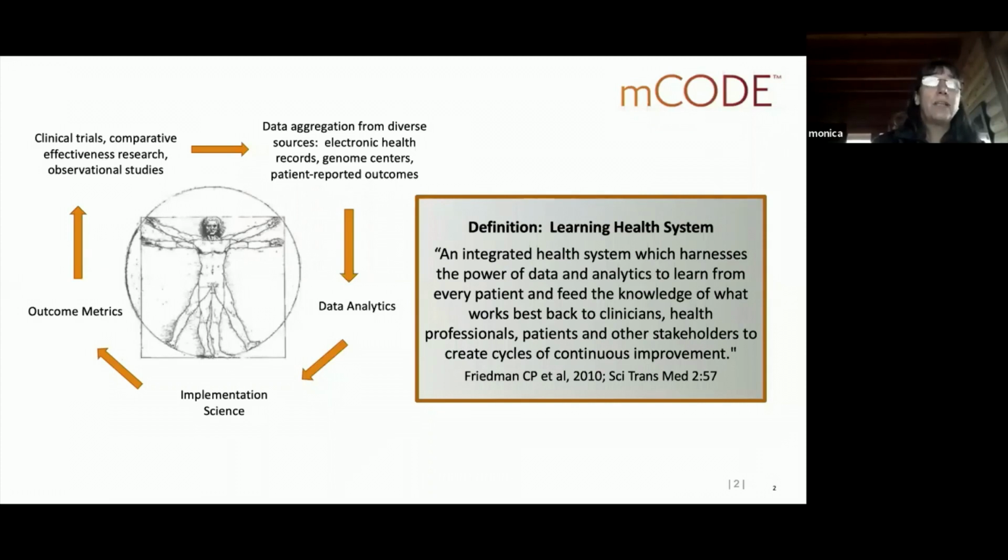And it really does achieve something that I think all of us in clinical research have been chasing for quite some time, which is the integration of care in the routine clinical care environment with the knowledge that we gain from more formal approaches such as clinical trials and comparative effectiveness research and observational studies.